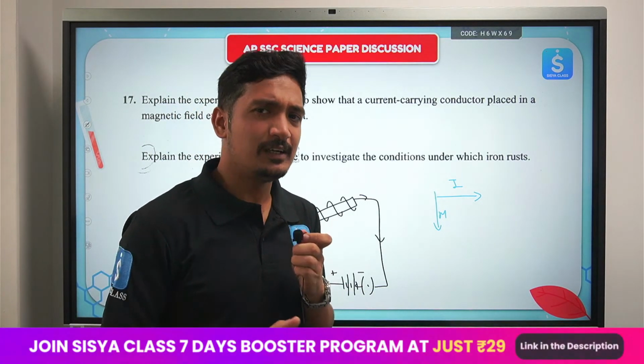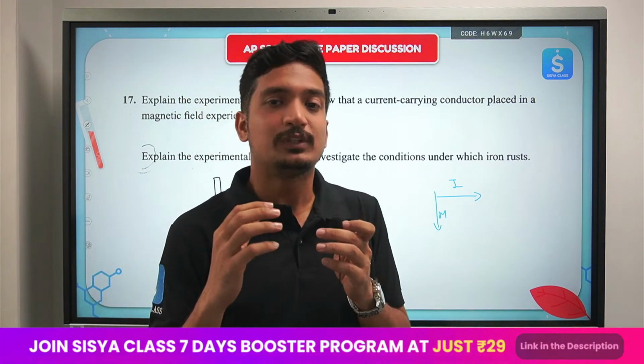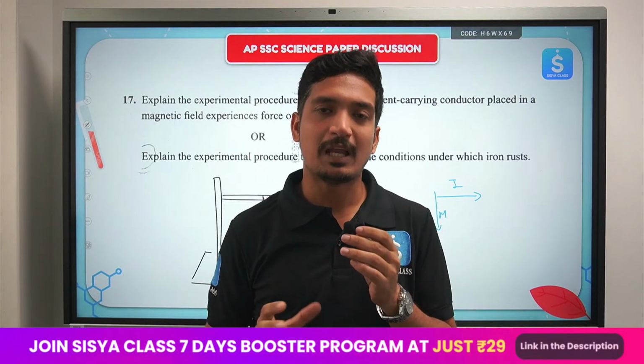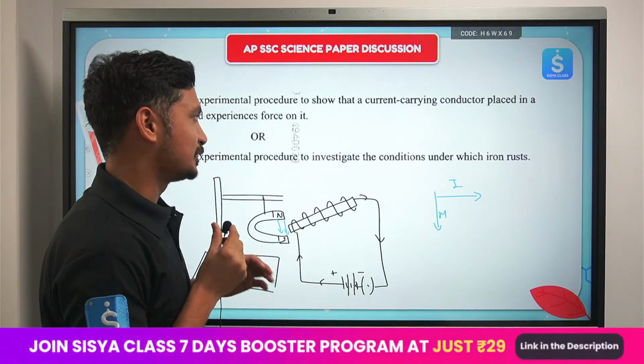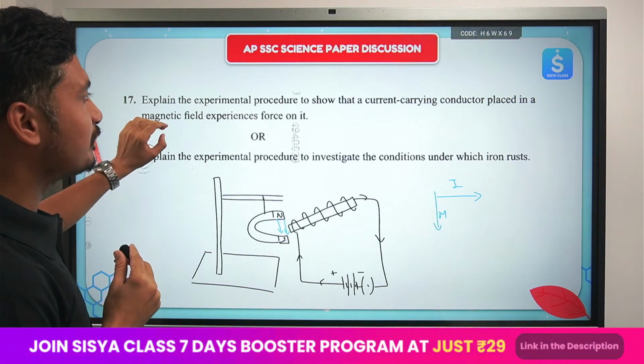Okay, I believe this is clear. Using this diagram itself, you will explain the entire concept. So you just need to write it in a story form or in bullet form, that so and so things will happen if you conduct this experiment. Okay, so that is everything. Let's try to read the question and see if I am missing anything.